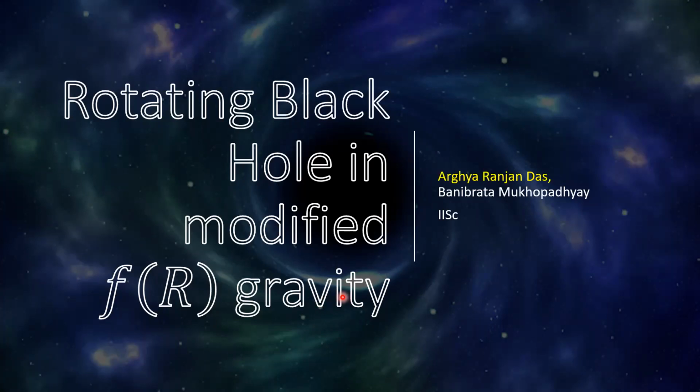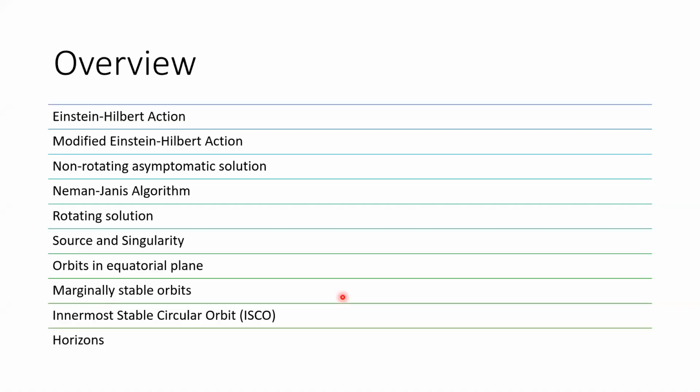So today I am going to talk about rotating black hole in modified f(R) gravity. So we would like to first introduce you to the overview. We'll first look at the Einstein-Hilbert action, then the modified Einstein-Hilbert action, and then we'll see a non-rotating asymptotic solution of this action, and then we'll go on to find the rotating solution for this action.